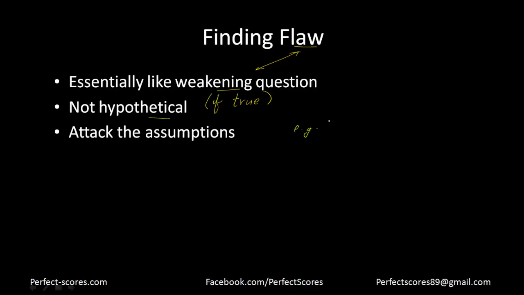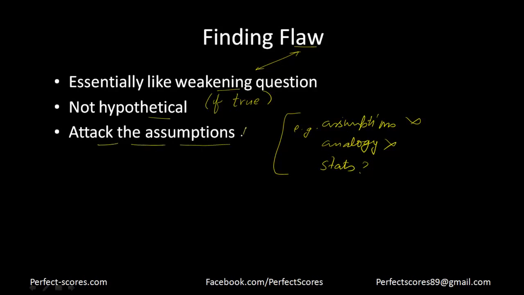For example, the assumptions are wrong. This could be one of your answers in a simple form, that the assumption is wrong, or the analogy that has been implied is wrong, or some statistics are missing. So these kinds of options, which are not fictional, would be your answer choices in a finding a flaw kind of question. And basically you have to attack the assumptions here as well.